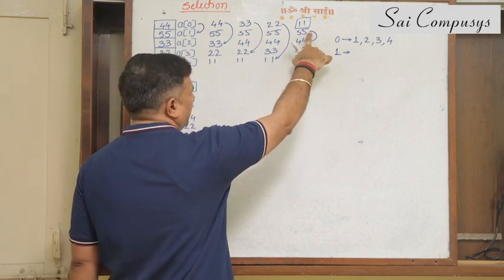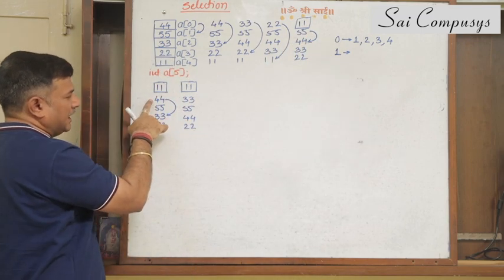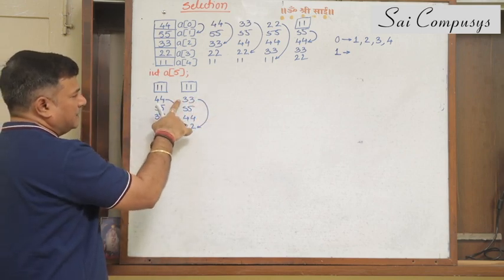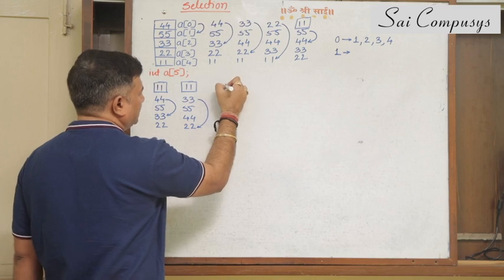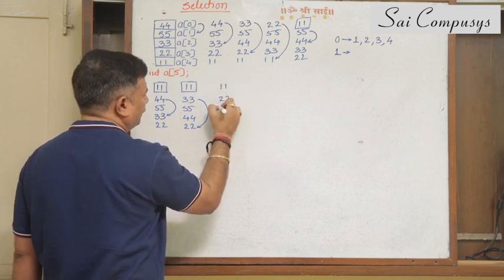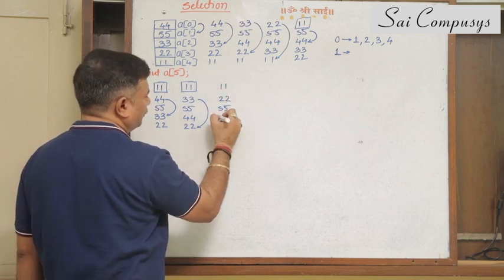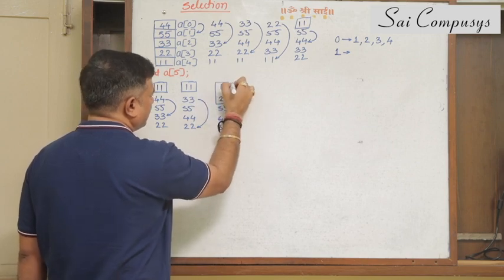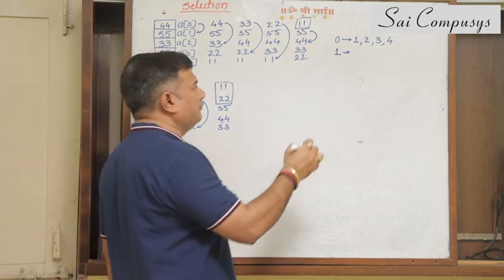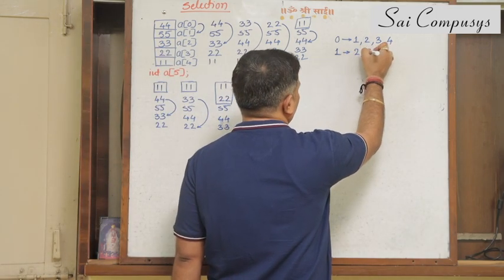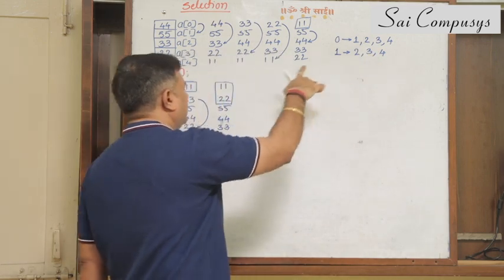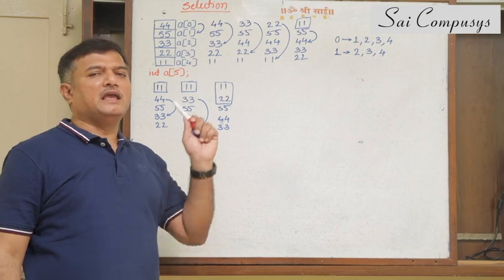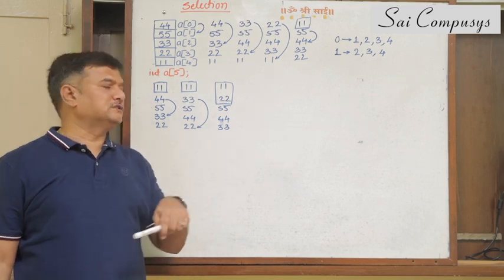Again I repeat, A1 with A2, A1 with A3, A1 with A4. If A1 is greater than A4, I need to interchange them. So I get 11, 22, 55, 33, 44. See what happened. When I compared A1 with elements below it, that is A2, A3 and A4, A1 got its appropriate element. Now A0 has been done, A1 has been done, I have to focus on A2.